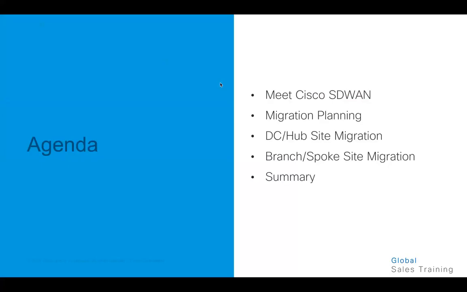So there are a couple of things we're going to cover in this. We're going to talk about the planning. We're going to talk about how we're going to migrate DC sites, how we're going to migrate hub sites, as well as branch migration, what we should do when we migrate branches from traditional to SD-WAN. And then we summarize things.